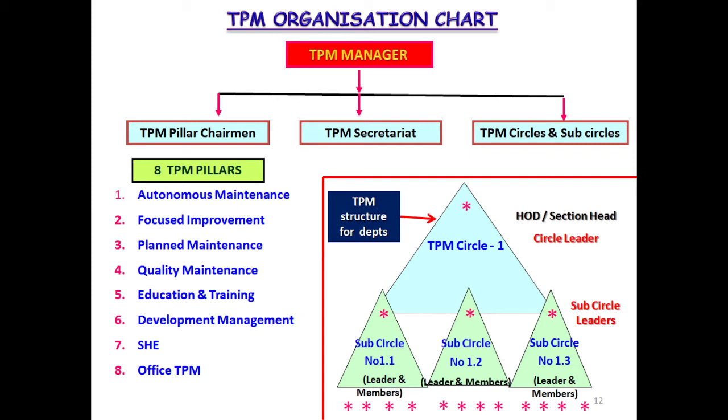Give numbers to all TPM circles. Here in the box, one department is given the number TPM circle 1. Normally the TPM circle leader will be the HOD of the department.